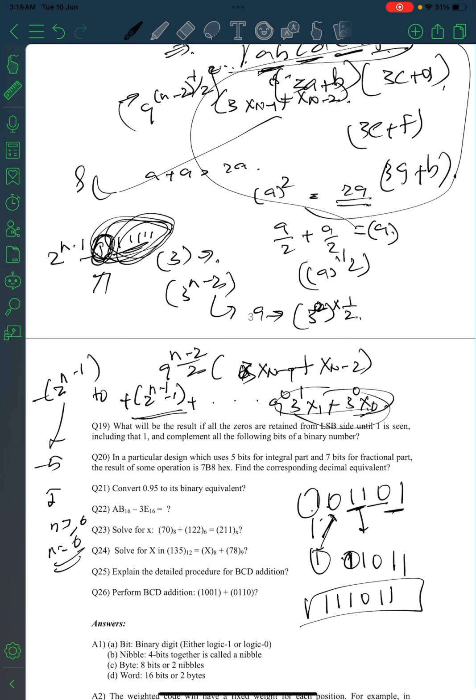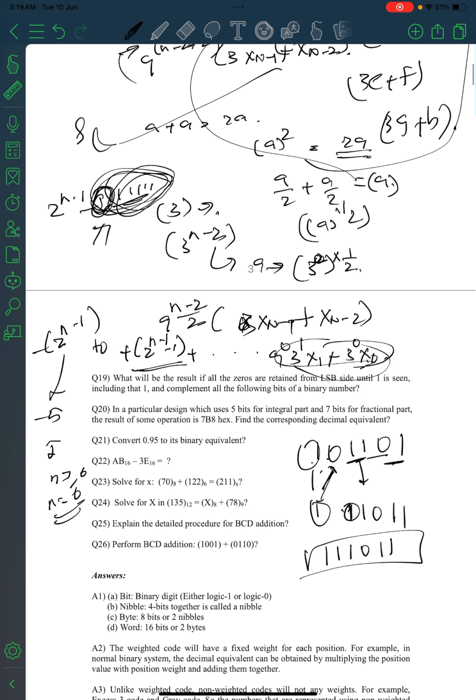What will be the resultant? All the zeros are written from the LSB side until the first 1, that is the 2's complement. Yeah, it's 2's complement, right? This is what the definition is.